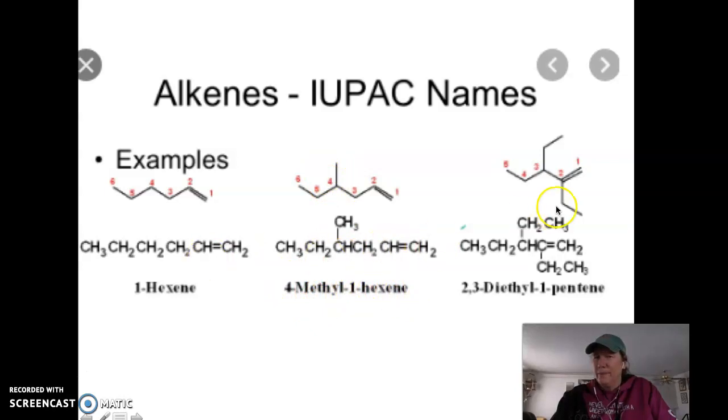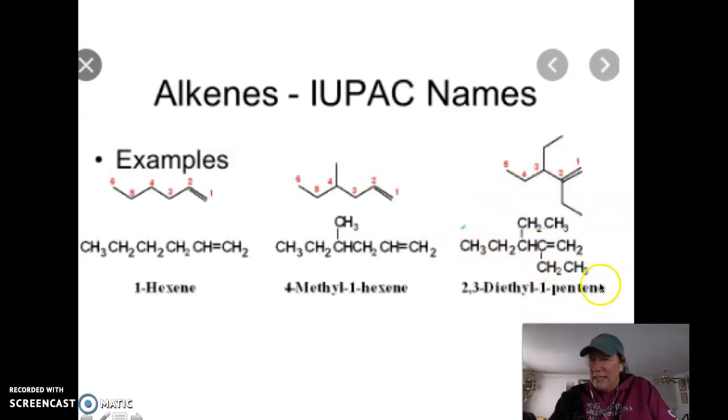Okay. This one, we got 2 groups here. We have 2 ethyl groups because they're 2 carbons. Remember, if it's 1, it's methyl. If it's 2, it's ethyl. So here we got 1, 2, 3, 4, 5. And again, you can look at this as well. I guess I'm more of the condensed one. That works easier for me. But 1, 2, 3, 4, 5.